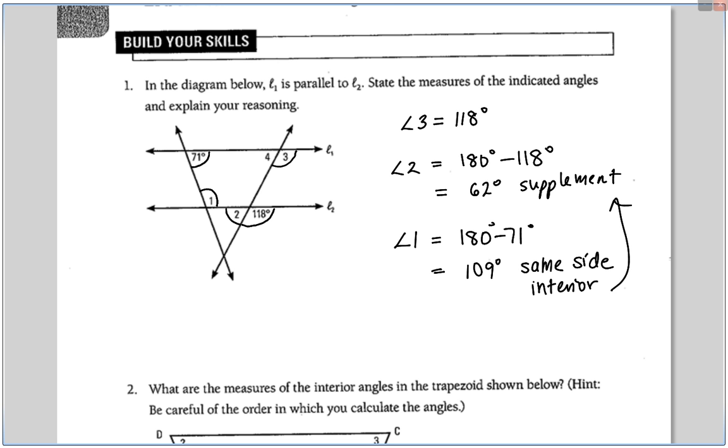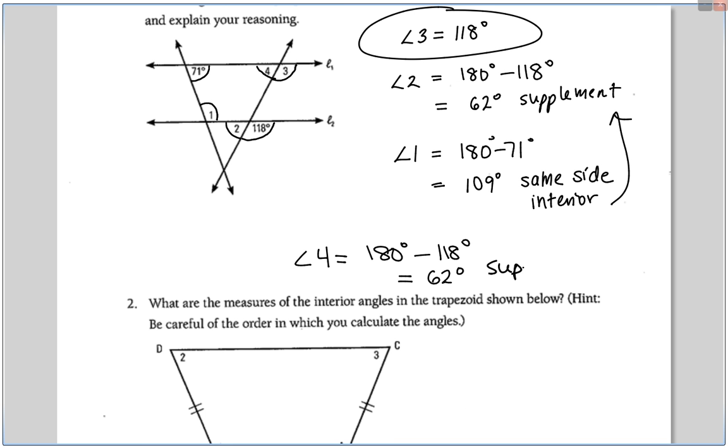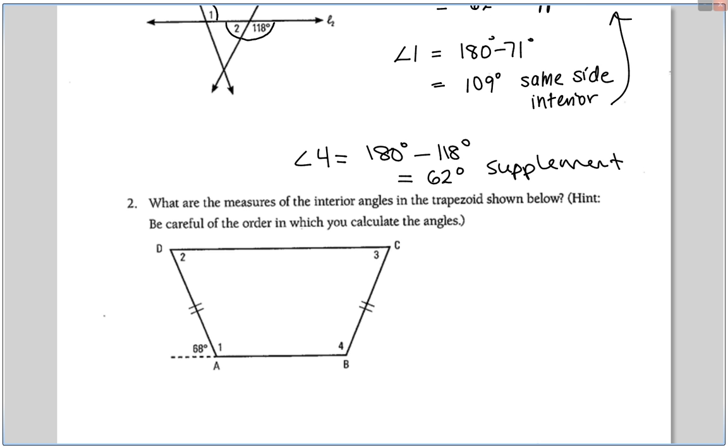So we have angles 1, 2, and 3. All we need is angle 4 now. You can see that angle 4 is supplementary to angle 3, and angle 3 was 118. So angle 4 is 180 degrees, take away 118, which we've already done earlier, which is 62 degrees. So there's angle 1, 2, 3, and 4. This was also a supplement. So you can see that supplement is a very powerful tool with angles.